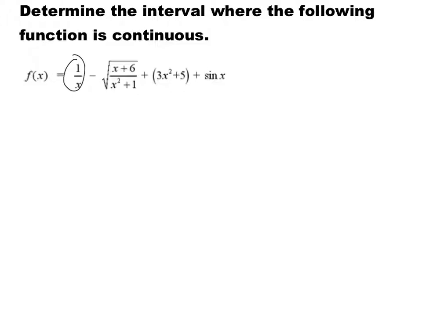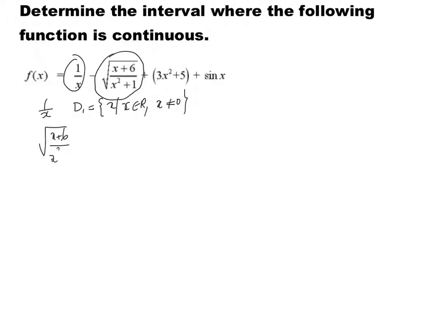So let's look at 1 over x. The domain of this function, call it d1, is x such that x has to be in real numbers and x cannot be equal to 0. That's the domain of the first function. The domain of the second function, which is this one, square root of x plus 6 over x squared plus 1.